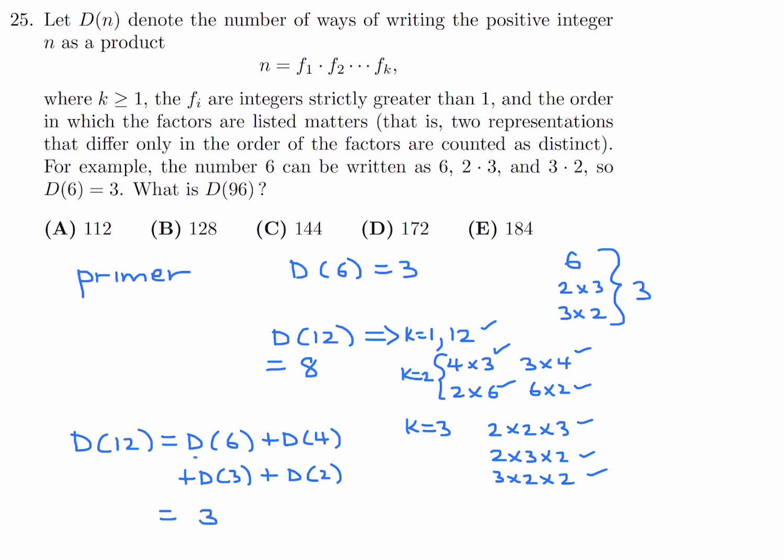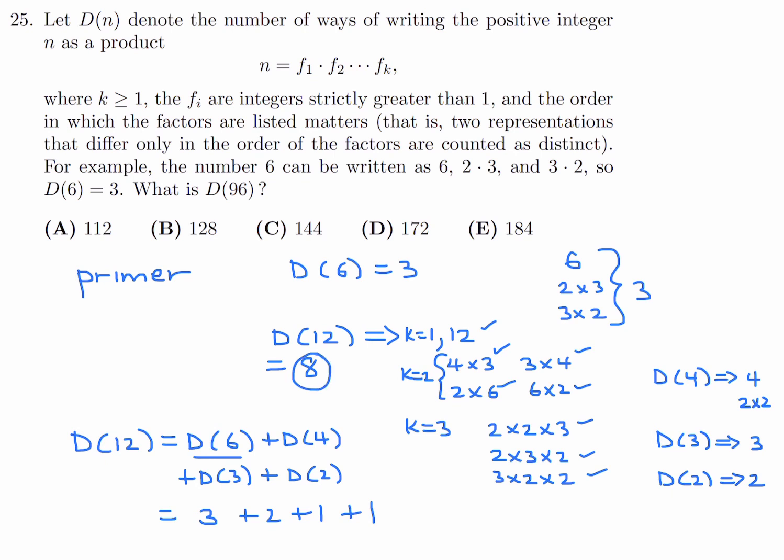Now, D6 is 3. D4, I can easily figure that out. I can either represent 4 as 4 or 2 times 2. So there's only 2 representations, so D4 is 2. D3 is just a prime number, so there's only one way of writing it, and that's just 3. So D3 is 1. And D2 is also a prime number, so there's only one way of writing it, and that's just 2.